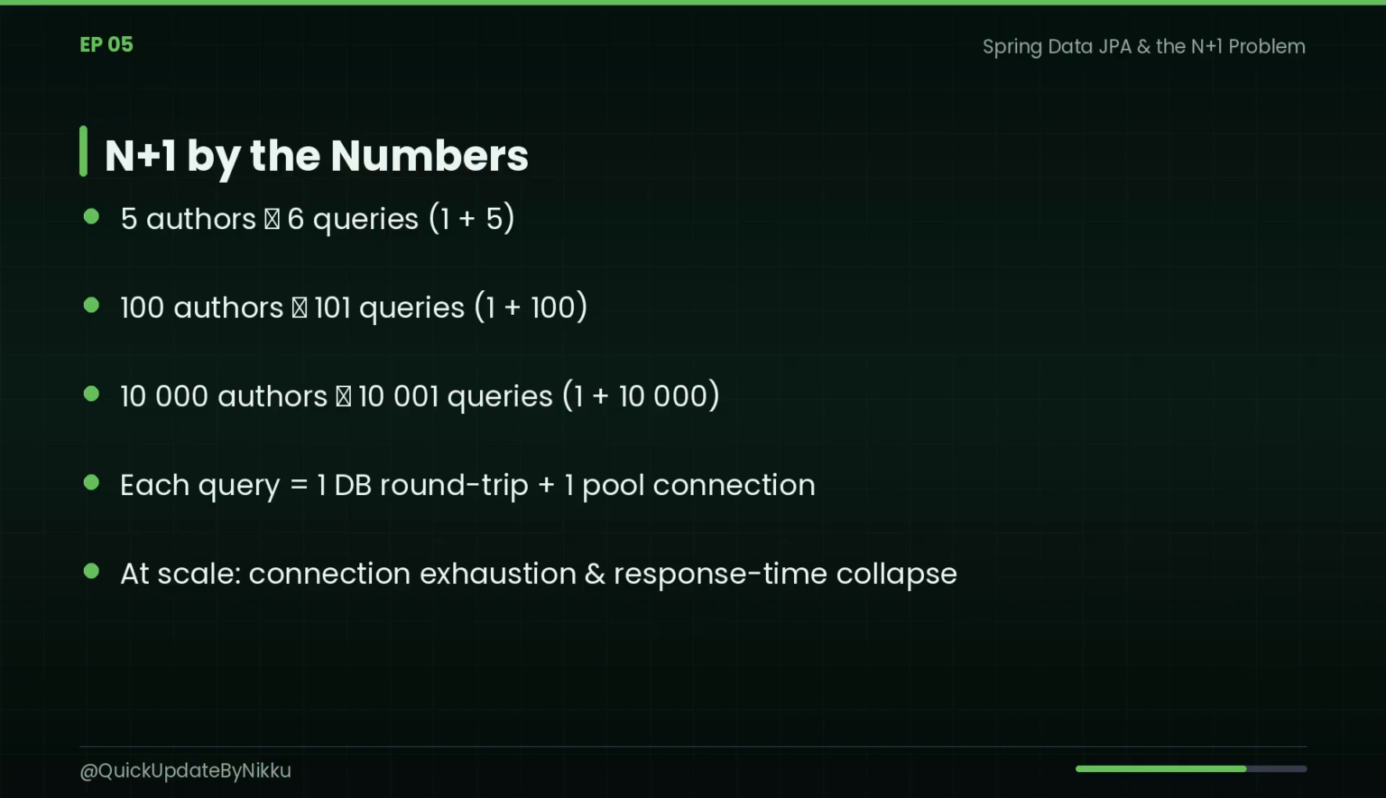The problem does not reveal itself in development because local datasets are tiny. It ambushes you in production at the worst possible moment, during a traffic spike, when thousands of these queries arrive in bursts, saturate your connection pool, and drive response times through the floor. Recognizing this pattern early is the entire point of this section.